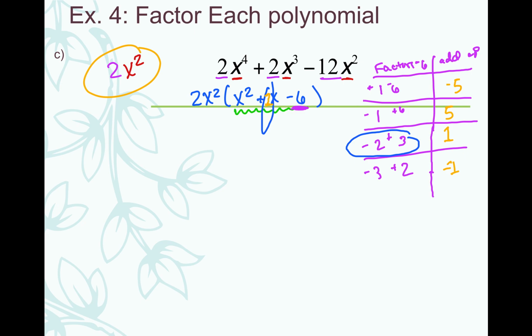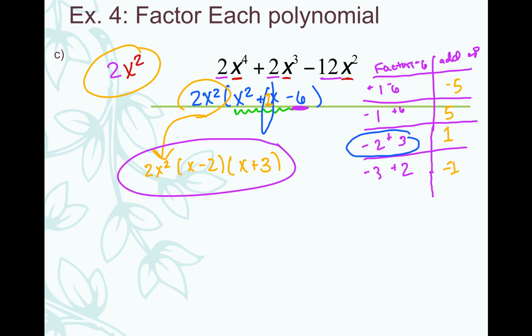Now I can rewrite this. Those are my factors, so I can rewrite this as just x minus 2 times x plus 3. Now, we're forgetting one thing before we end. We factored out this 2x squared, so I also need to write that down, 2x squared. So my final answer is 2x squared times x minus 2 times x plus 3, and that is my final answer. Thank you for watching today's video.